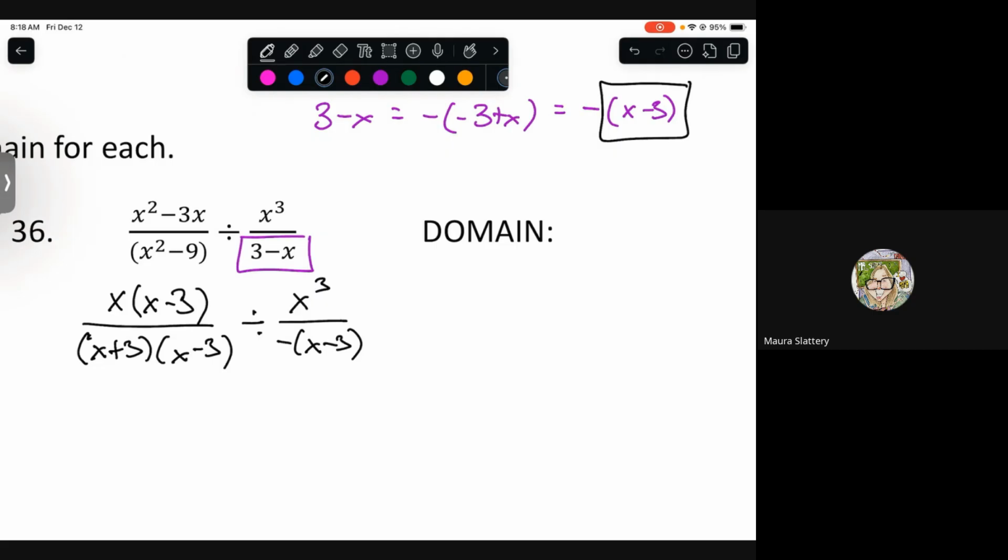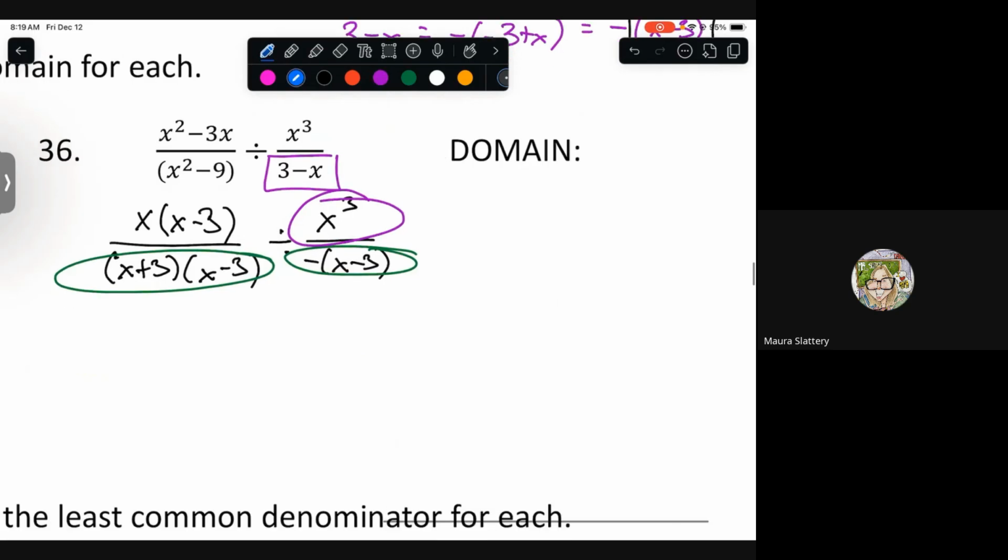So now what we're going to do is find the domain. Now, finding the domain of a division problem, not only do you have to set the denominators equal to 0, because it's a division and we flip that second fraction, we also need to set the second numerator equal to 0. So we end up setting x plus 3 equal to 0, and then x minus 3 equal to 0. Now this one's repeated, so we only have to do it once. And then the negative doesn't do anything. That's like a -1, and you can't set -1 equal to 0. And then I say x cubed is equal to 0.